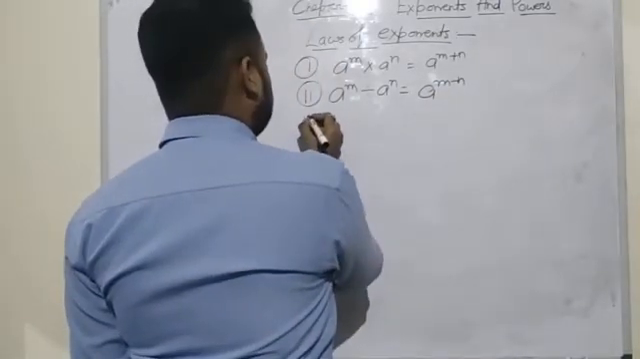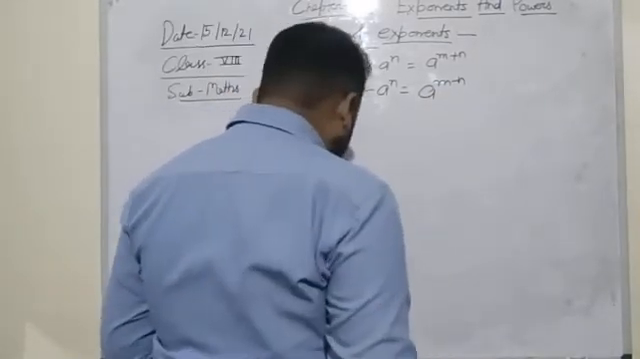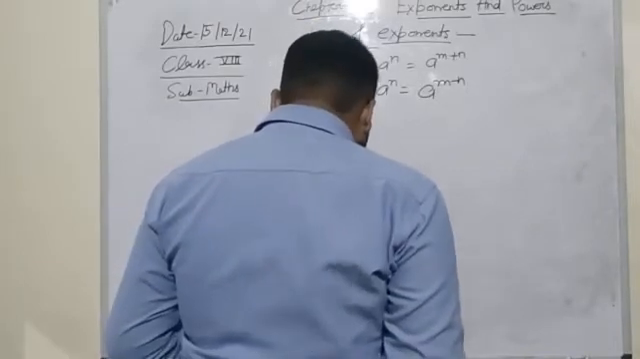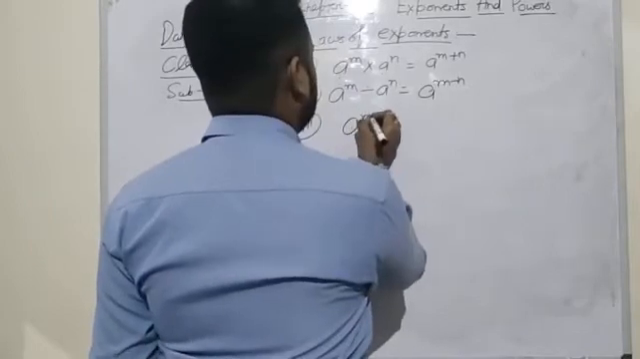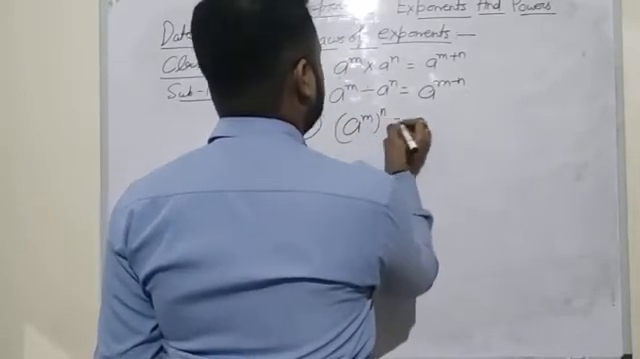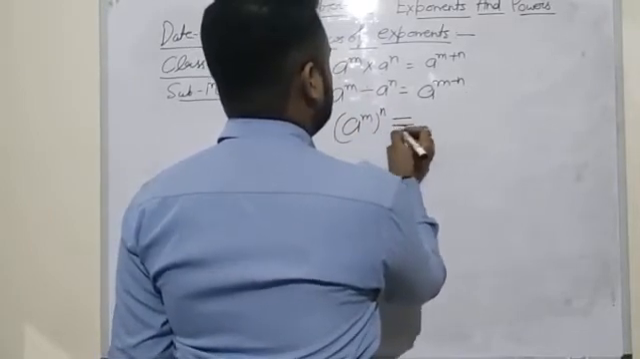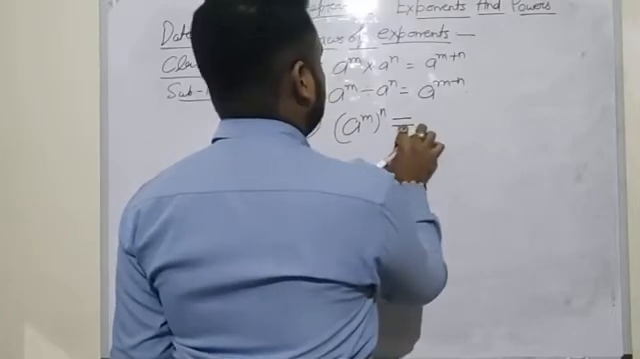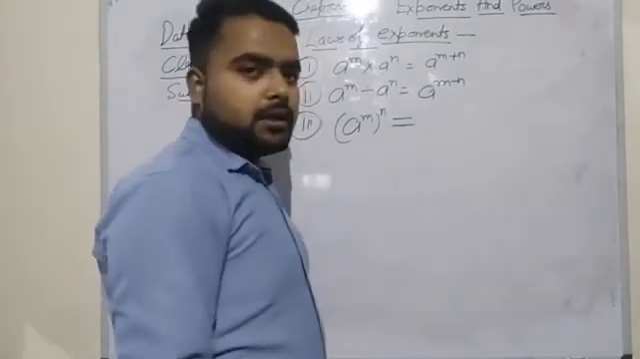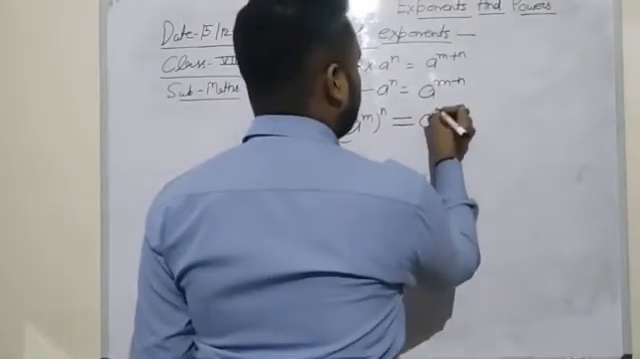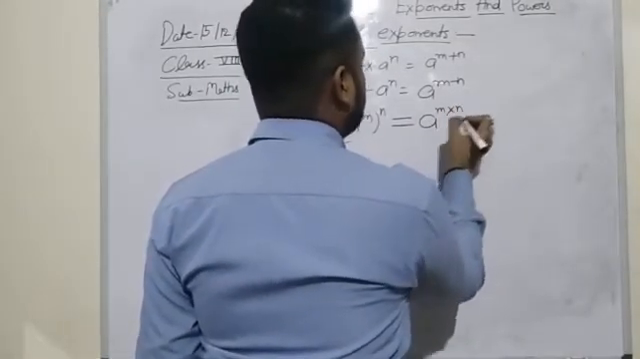And the third law is a to the power m whole to the power n. If there is a number which has a power and over it there is another power, then the powers will be multiplied.